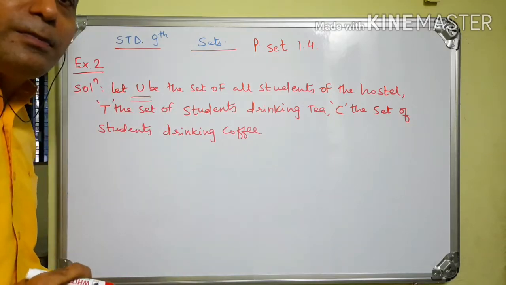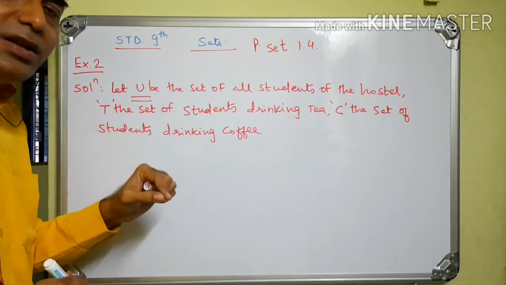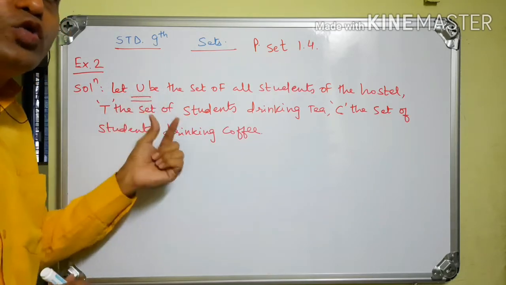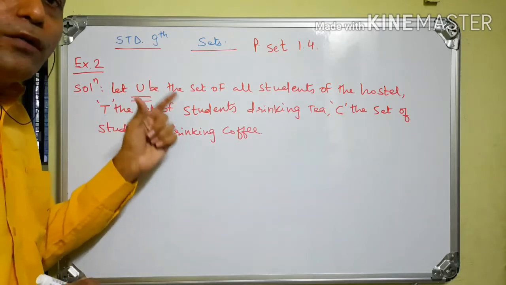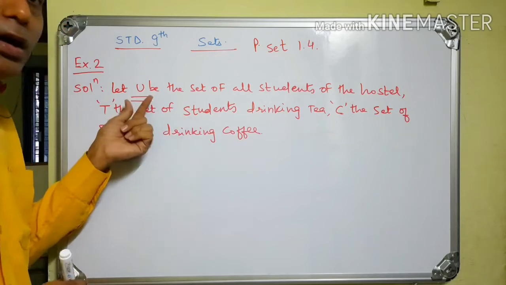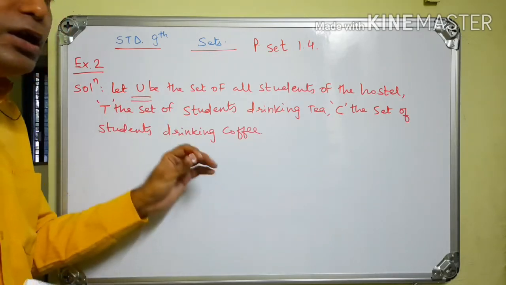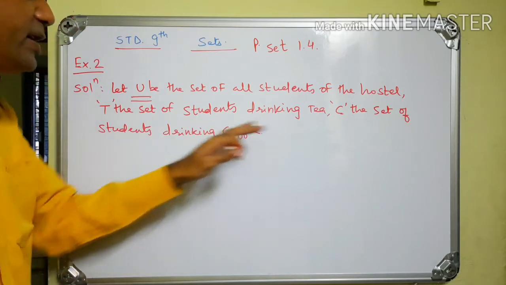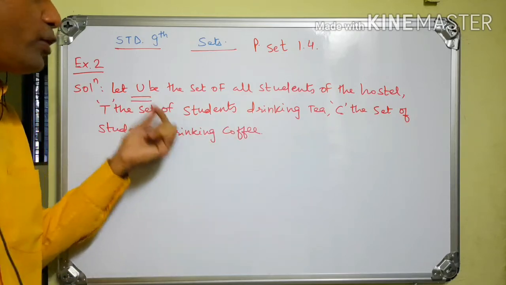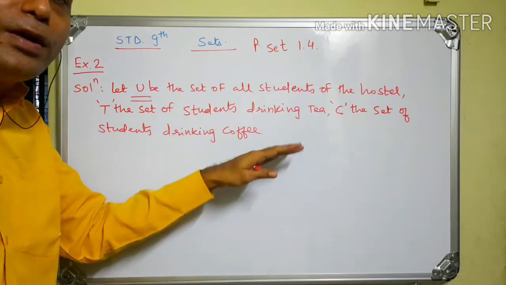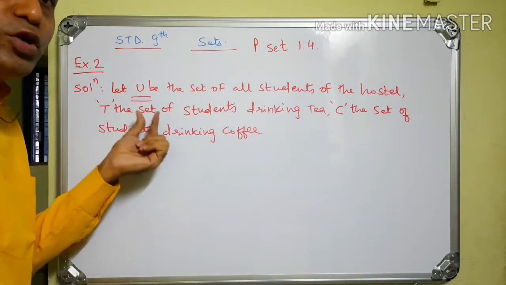In some examples here we take the set of students as universal set, while in some other examples we take this set as union set. Why is the difference? We take the set of all students as universal set if there are some students or some elements which are not there in set T or set C. Means some students do not drink tea or coffee or both. In that example we take the set of students as universal.